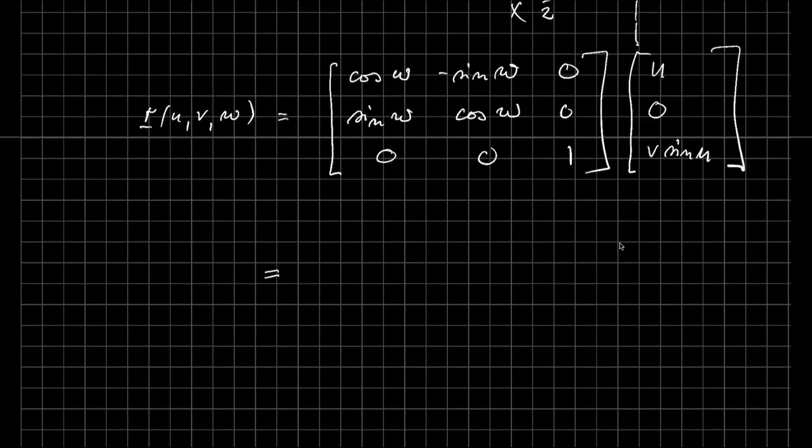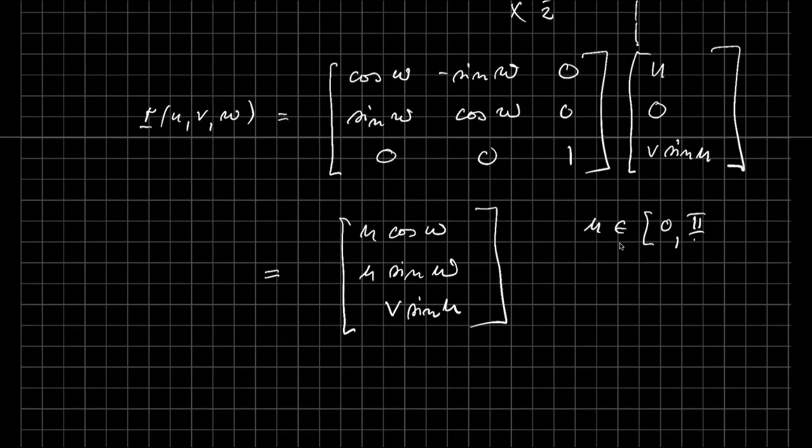So when you multiply this in, you get u times the first column, u cosine w, and then u sine w, and for the third coordinate you only get the last part here. So this will be the parametric representation, and you see u is still between 0 and pi half. v is in the interval from 0 to 1. And then w is in the interval from 0 to pi 4th.